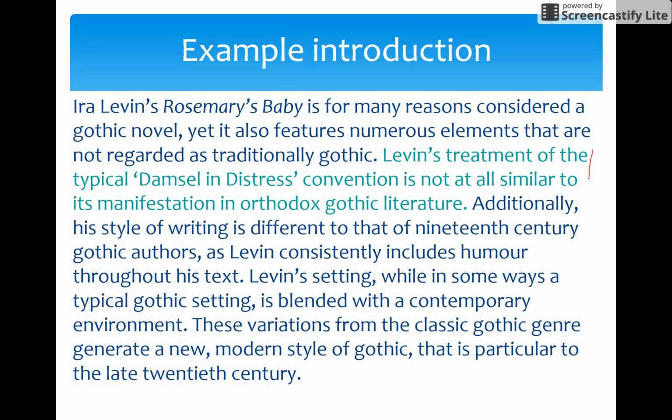Our second sentence is our first supporting argument or point, and I can tell by this that it's to do with this damsel in distress convention. This body paragraph that relates to this point would be about women and the damsel in distress convention or trope. We have our second supporting argument here, and this one is all about style of writing, okay, and then specifically about humour. I know as the marker that this is what I would expect in this student's second body paragraph.